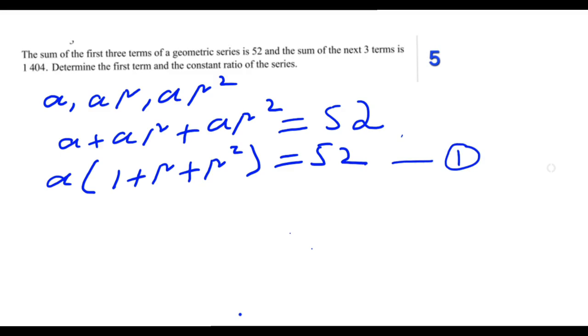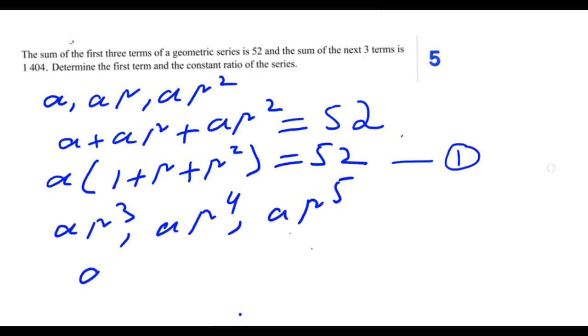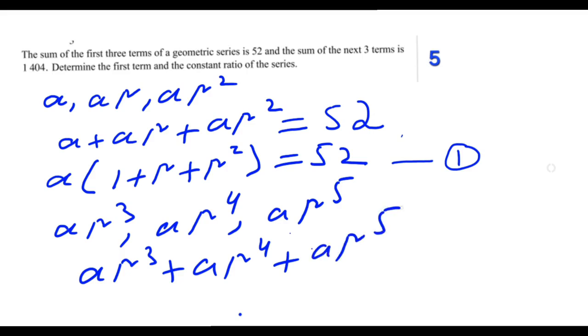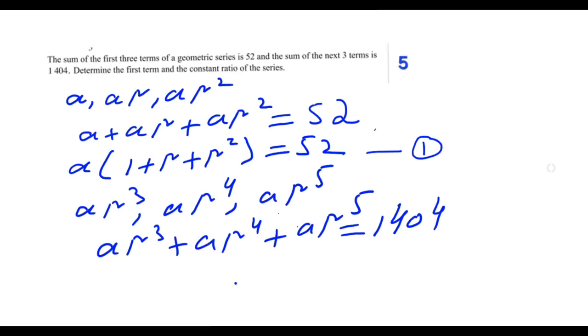Now the next three terms are ar^3, because these are the first three terms, and our next three terms are ar^4, ar^5, and their sum is... this is a geometric series. ar^3 + ar^4 + ar^5 is equal to 1404. This time factoring out ar^3.